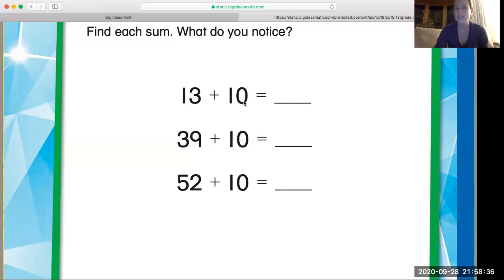Well, I notice when I look at the ones place, there's a 0. And here, where I look at the ones place over here, there's a 3. So I'm going to add those ones place digits first. I'm going to add the 3 and the 0. What is 3 plus 0? 3 plus 0 is 3.